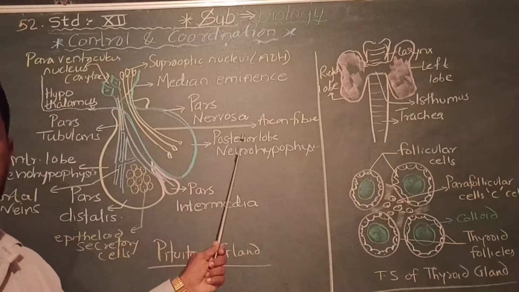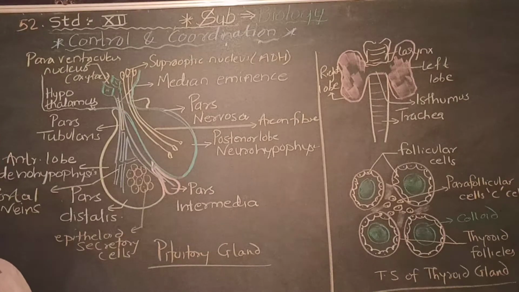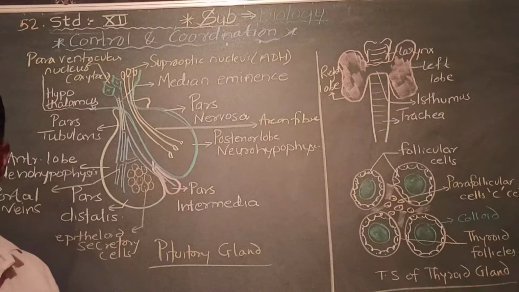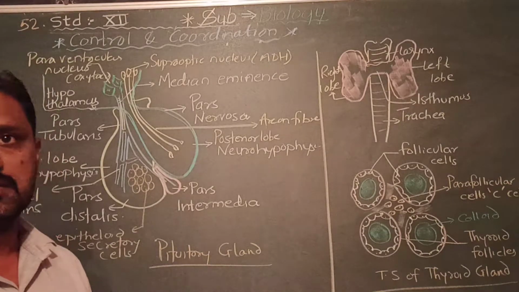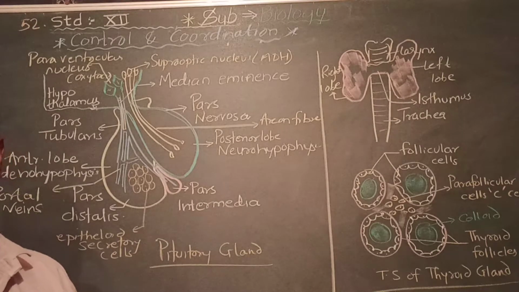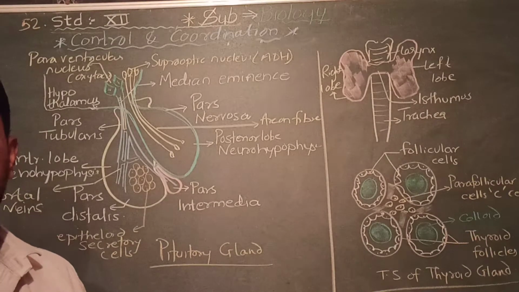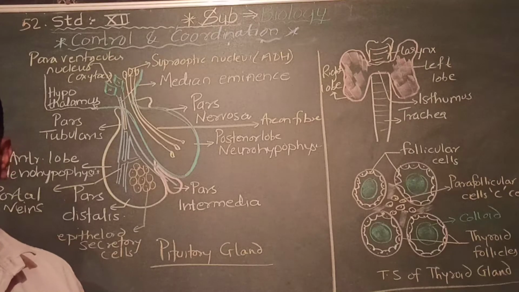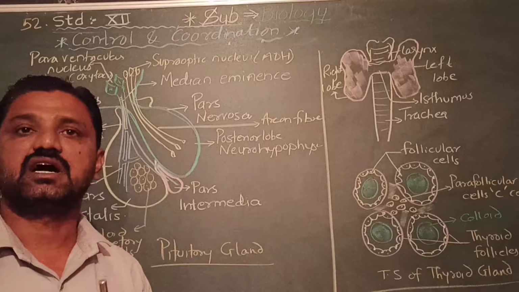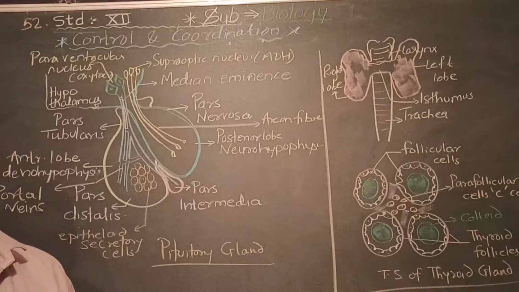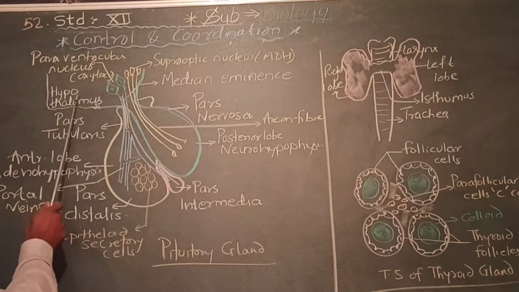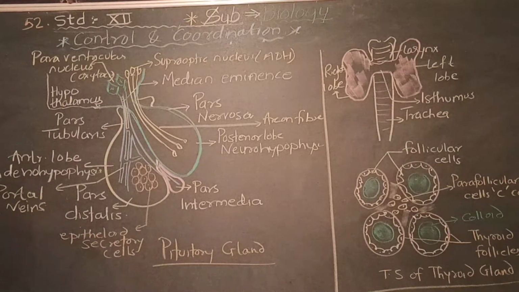This is the part of the neurohypophysis, or neural lobe, and it is called the pars nervosa. Now, what is the function of this neural lobe? The function is to store the hormones oxytocin and vasopressin, or ADH. These are the two hormones which are stored, and these hormones are actually released by the hypothalamus.